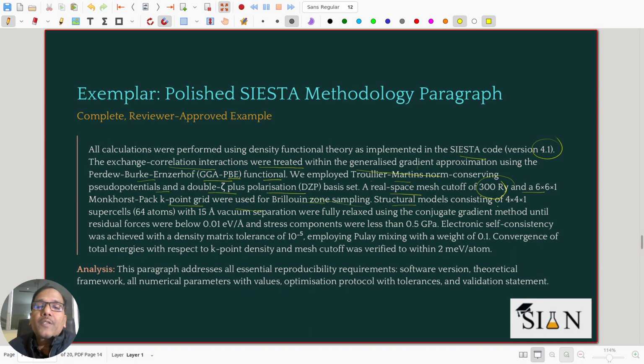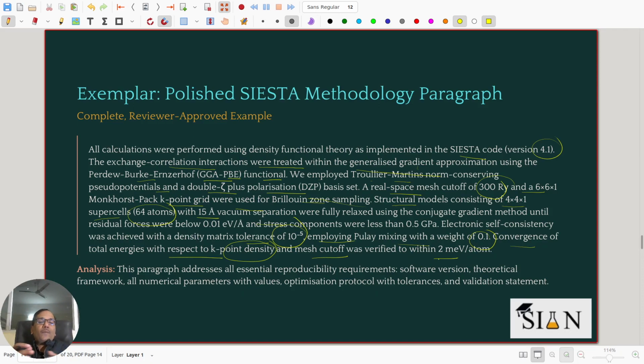The structure model consisting of a 4×4×1 supercell containing 64 atoms with 15 Å vacuum separation was fully relaxed using the conjugate gradient method until residual forces were below 0.01 eV per Å and stress components were less than 0.5 GPa, if you are using variable cell. Electronic self-consistency was achieved within a DM tolerance, density matrix tolerance, of 10^-5, employing Pulay mixing with a weight of 0.1, and convergence of total energies with respect to k-points density and mesh cutoff was verified within 2 meV per atom.